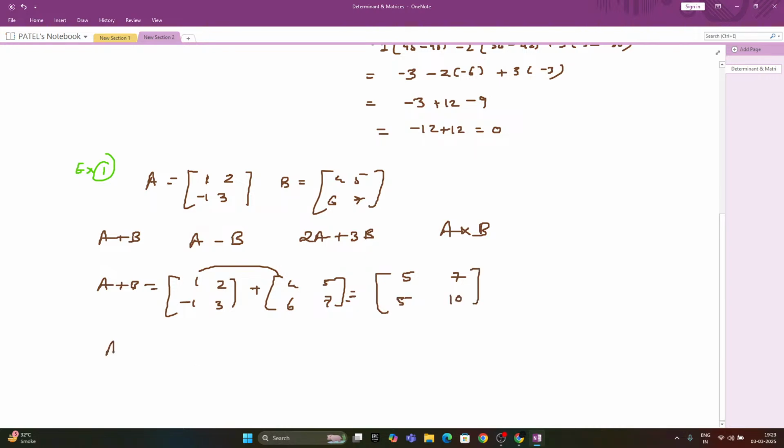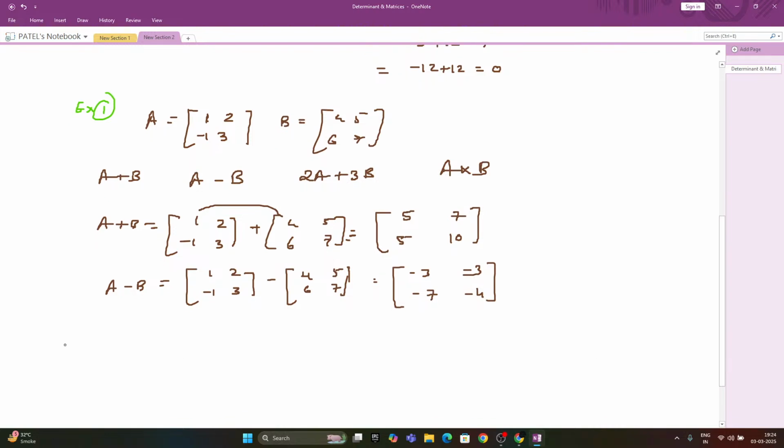This is addition. A minus B, 1, 2, minus 1, 3, minus 4, 5, 6, 7. 1 minus 4, it is minus 3. 2 minus 5, it is minus 3. Minus 1 minus 6, it is minus 7. And 3 minus 7, it is minus 4. This way you can find out the subtraction.